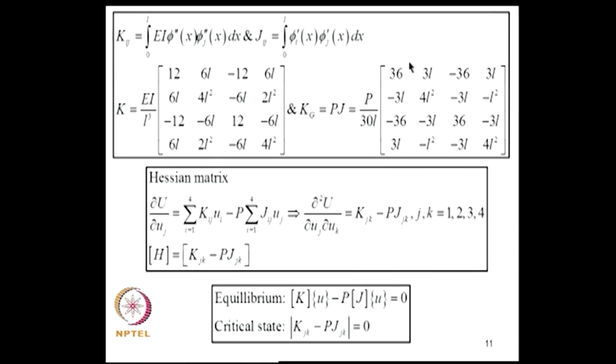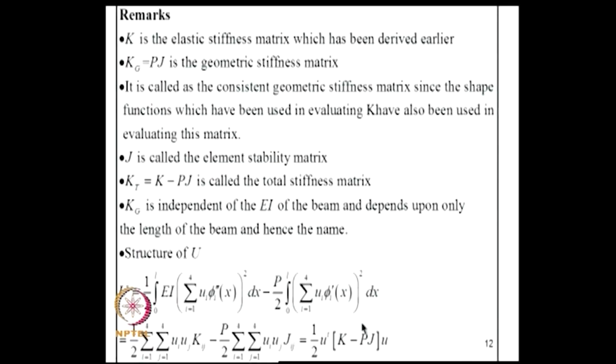Now, to examine the critical condition, we construct the Hessian, which is a matrix of these elements, Kjk minus Pjk, and this is the Hessian matrix. For equilibrium I need this equation to be satisfied, and for the critical state the determinant of the Hessian must be 0. So, we can make a few observations.